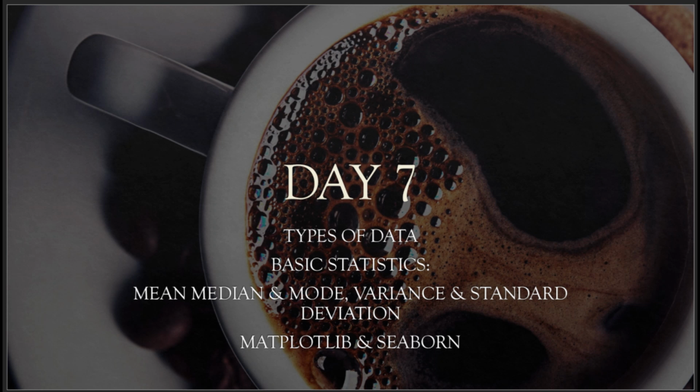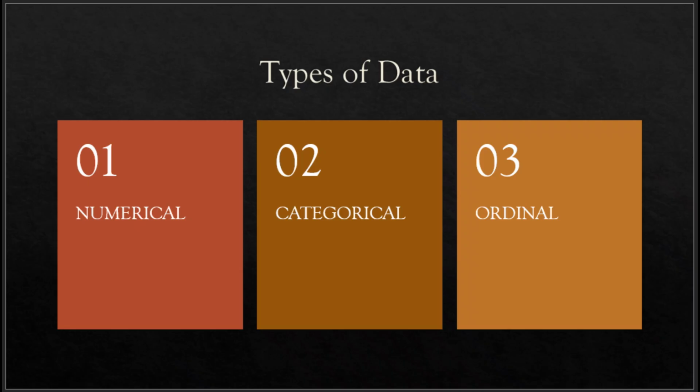Today we're going to talk about types of data, basic statistics, mean, median and mode, variance and standard deviation, and Matplotlib. For analyzing data, it is important to know what type of data we are working with because we might need to use different techniques to deal with different data.